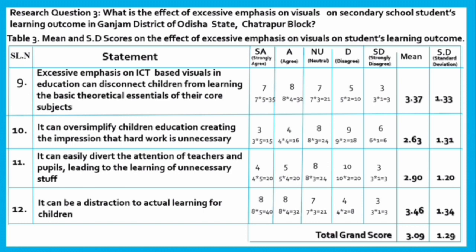The other statement, that is, it can be a distraction to actual learning for children. Here, the mean score of the respondents is 3.46 and the standard deviation score is 1.34, and the total grand score of the above statements is a mean score of 3.09 and a standard deviation score of 1.29.